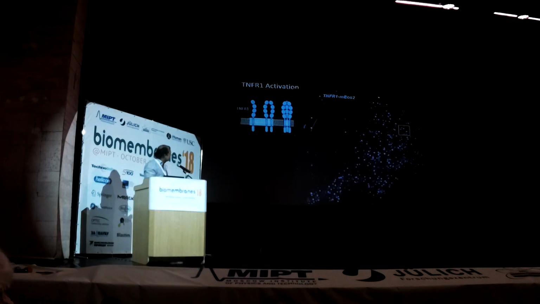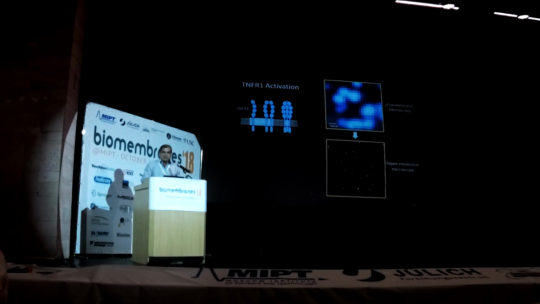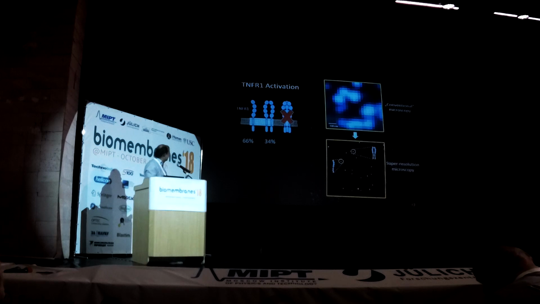So now we know how we design our experiment: our stable cell line, integrated MEOS2. We record these images, you've seen that before. But now on top, we analyze the blinking patterns of each of these spots. And this gives us the answer that TNF receptor 1 is monomeric and dimeric, apparently in equilibrium, about a 2-to-1 ratio. There are no trimers at all. That's interesting.